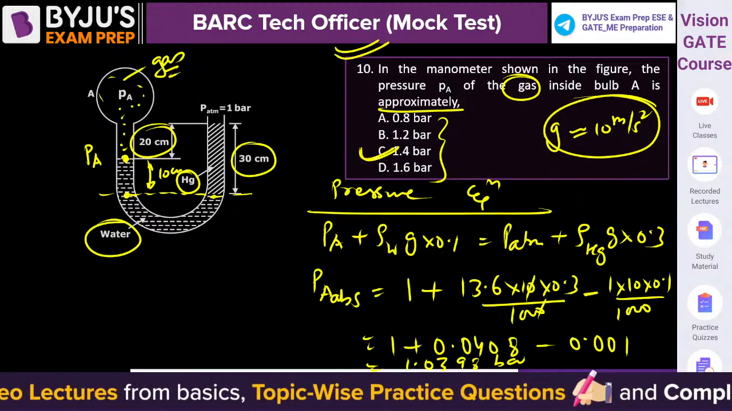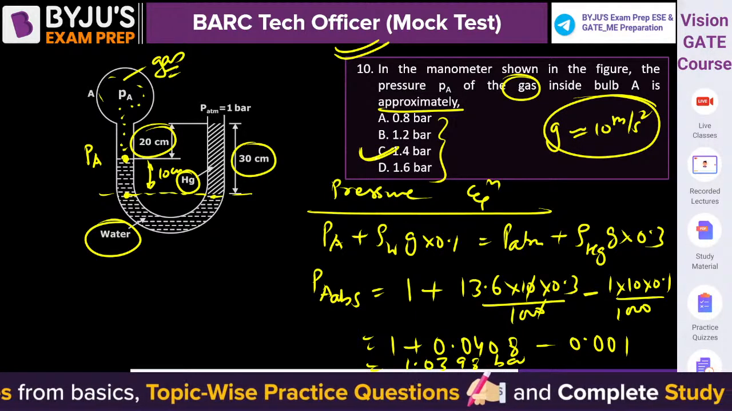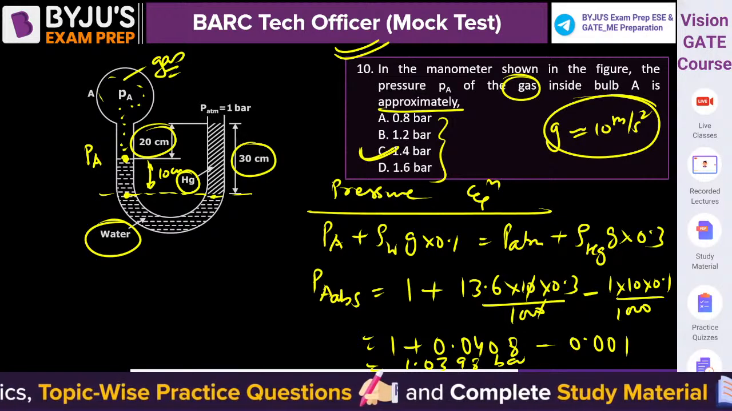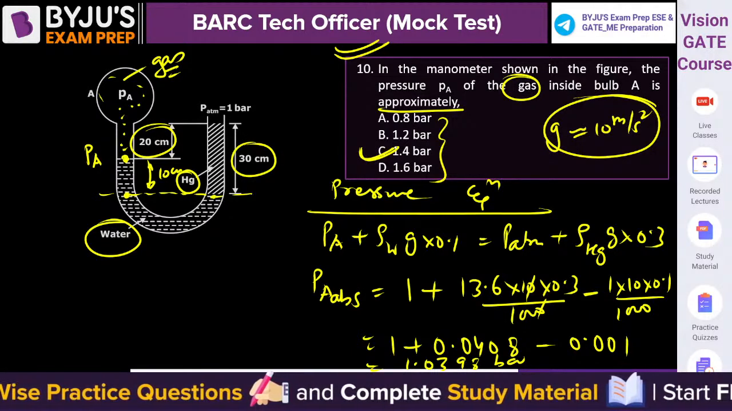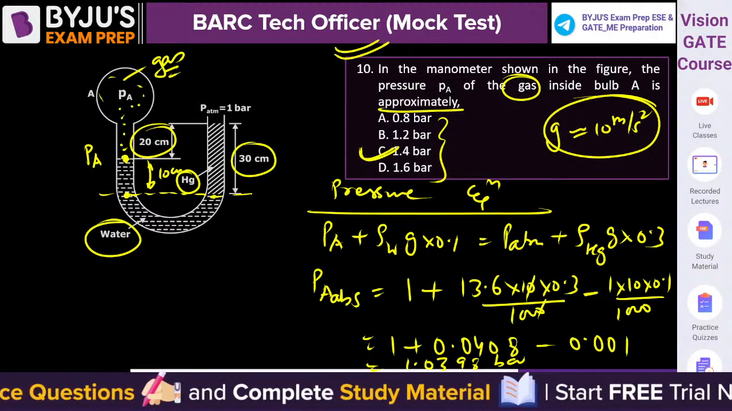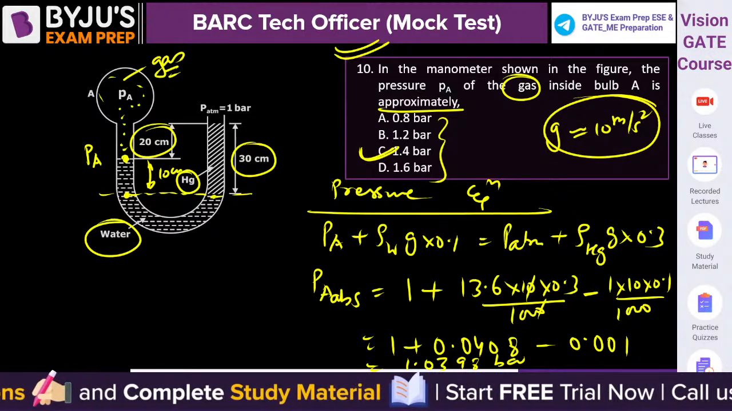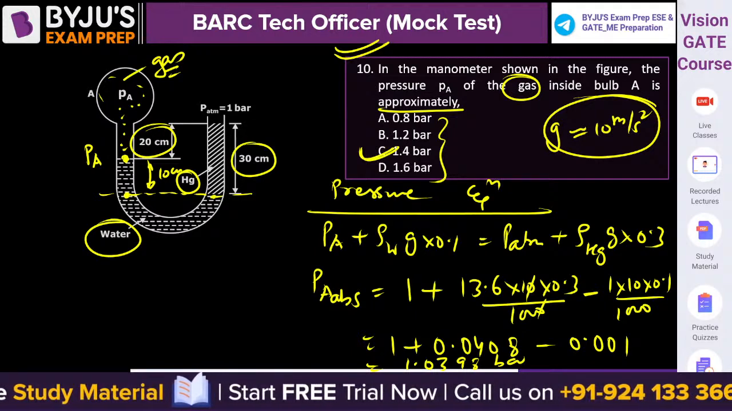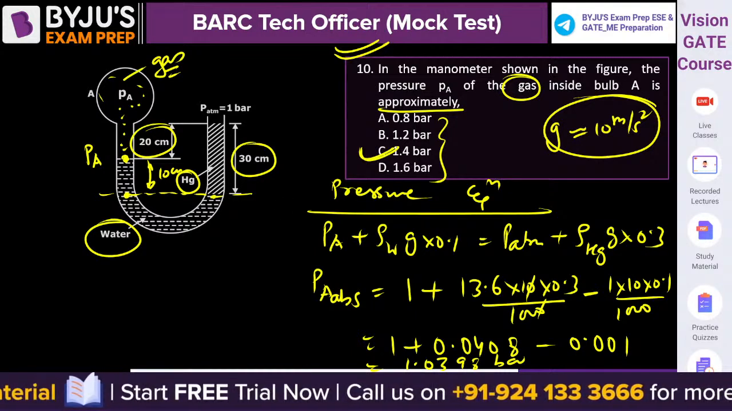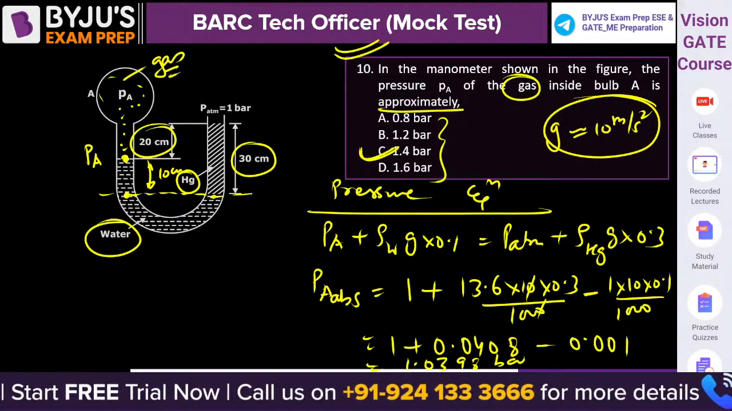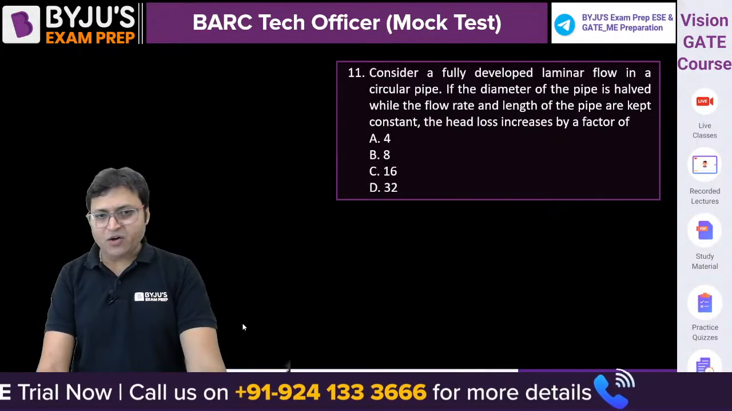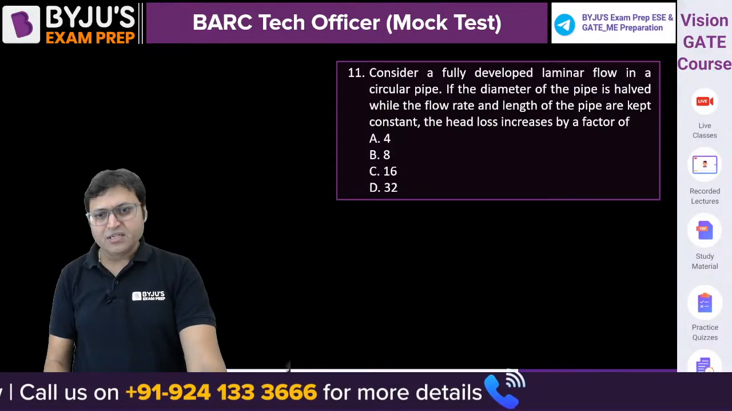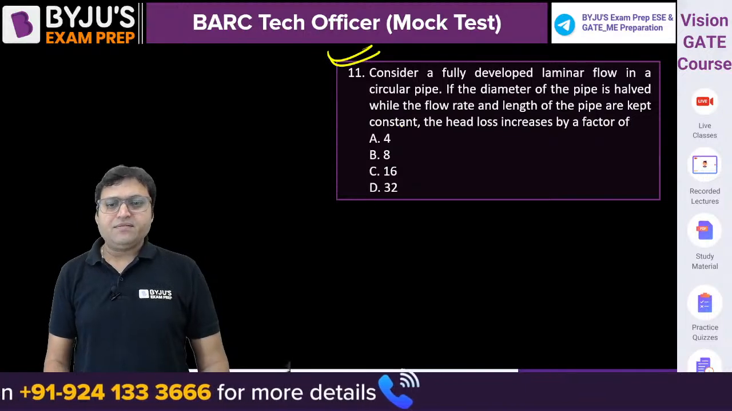Option C is the correct answer. It is almost 1.04 bar. 1.039, it is almost 1.04 bar, isn't it? C will be the answer, not B. It will be C, 1.039. So we are halfway now. Some more questions. Question number 11.